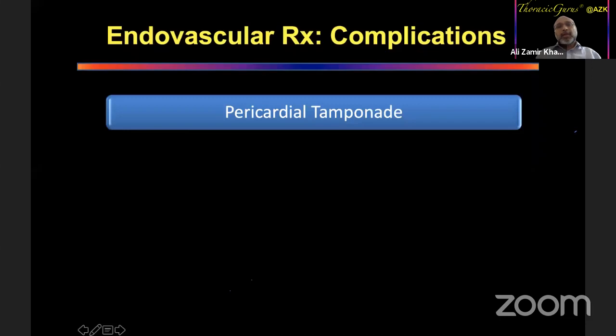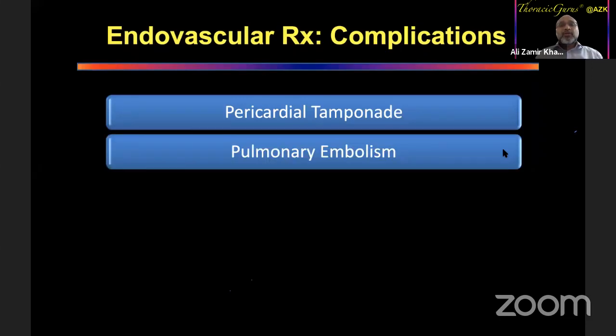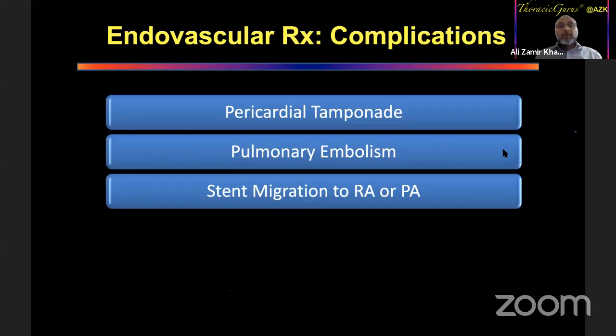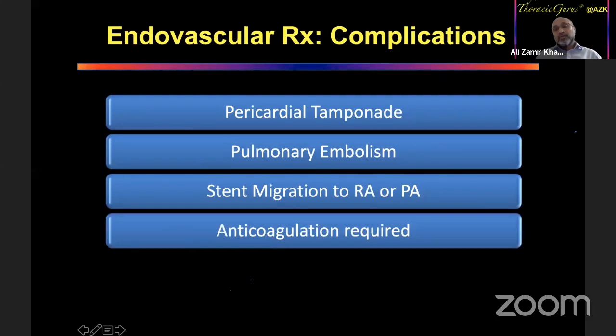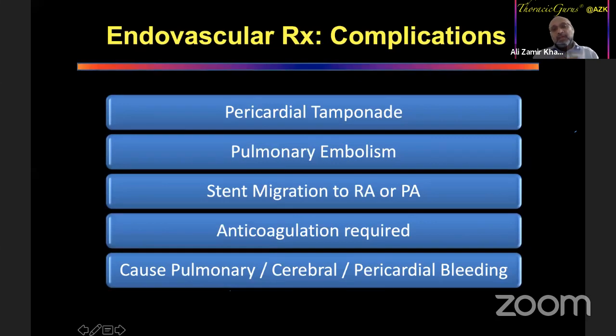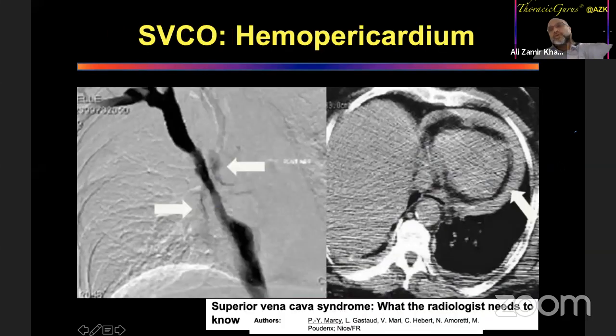Okay, what are the complications? These are not procedures without complications. You can get pericardial tamponade. You can get pulmonary embolism because the thrombus may shoot off. Even worse is stent migration. Stent can fall into the RA or go across the tricuspid and get into the PA. So this is not something that you have to take lightly. These stents require anticoagulation, and sometimes anticoagulation gives problems like pulmonary, cerebral, or pericardial bleeding. So it is something that you got to keep in mind.